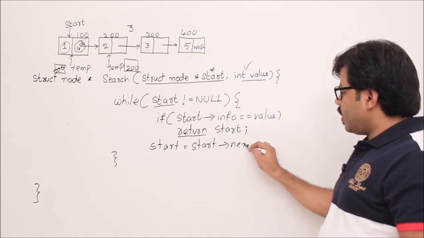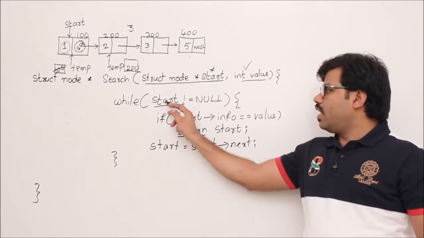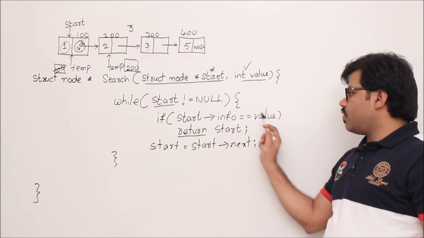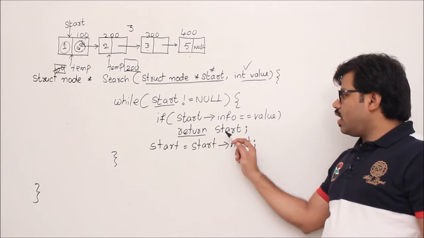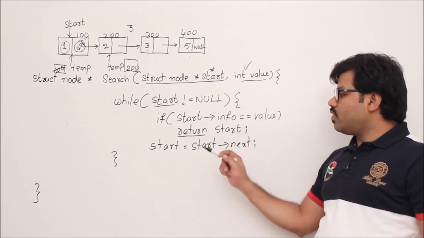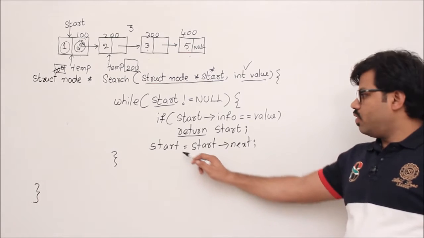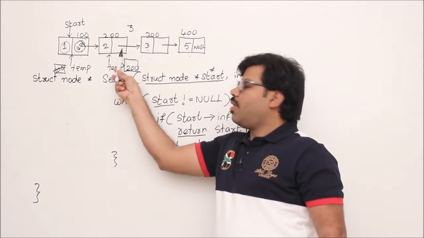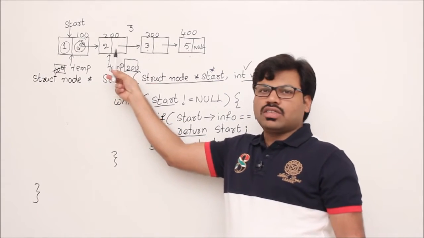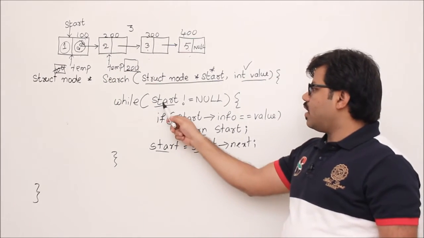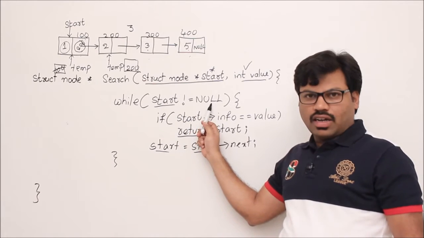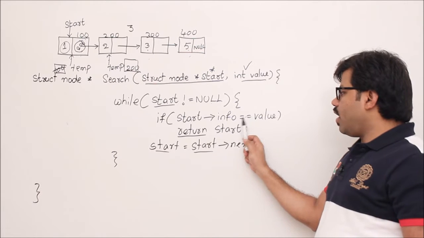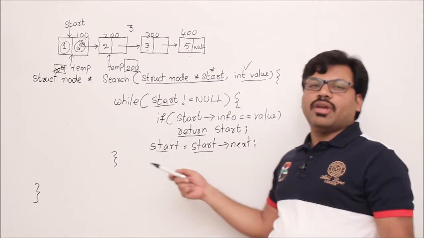Then what happens, we'll see. Until your start is not equal to null, check whether the information at start is value or not. If it is value, then return start. Otherwise, increment your start. You know that whenever you do start equal to start cap next, that will increment it. Then we'll go to the next box, right? And again we'll check whether that next box is equal to null or not. If it is not null, we check here, and if you get the value, return. Otherwise again increment the pointer.